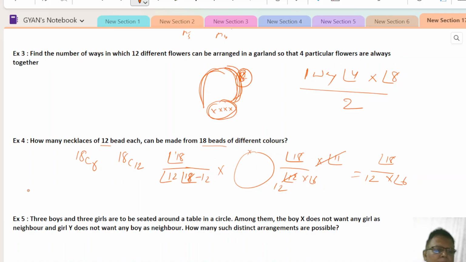Actually here we have used what? Arrangement is equal to selection plus rearrangement.